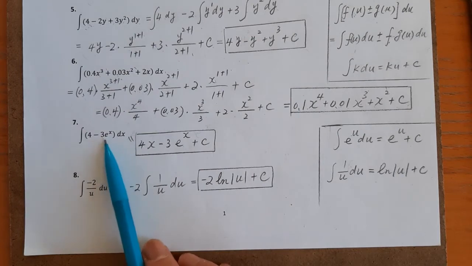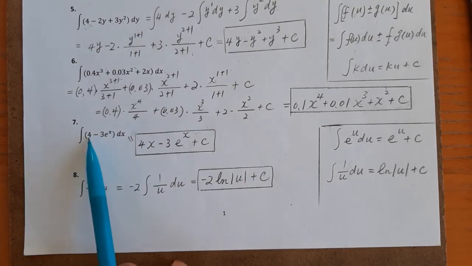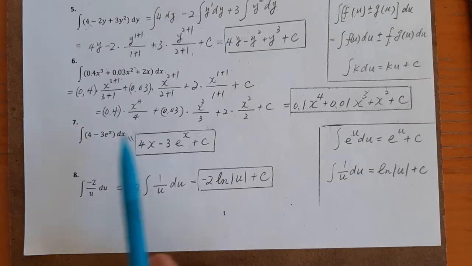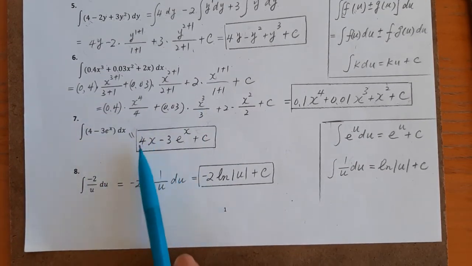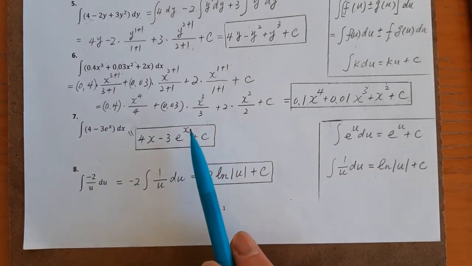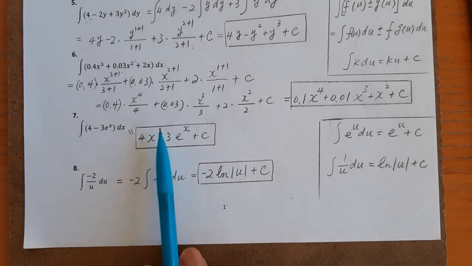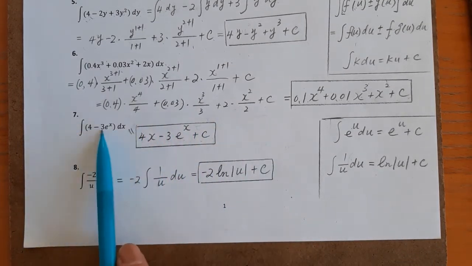And this e, take integral. Because for the e function, e to the power x, take derivative is e to the power x. So e to the power x take integral is still e to the power x. So constant 4 take integral is 4x, because 4x take derivative goes back to 4. So it's 4x minus 3, e to the power x take integral is still e to the power x, plus c. You can check it: take the derivative and it goes back to this.